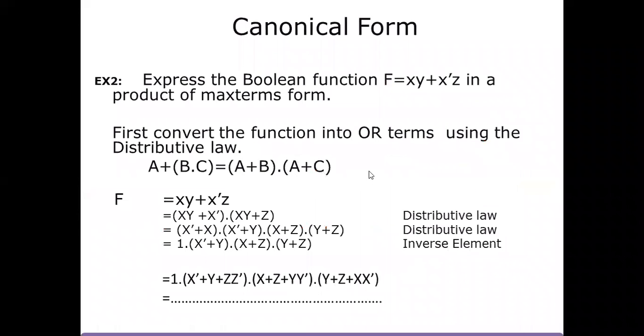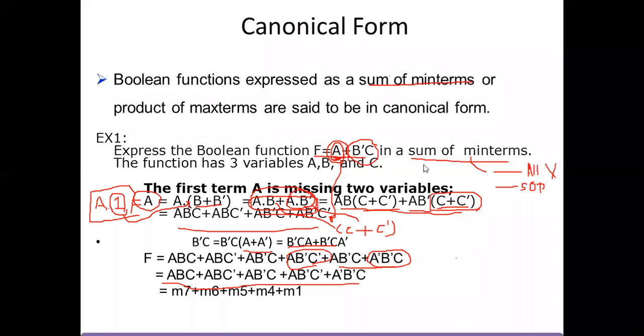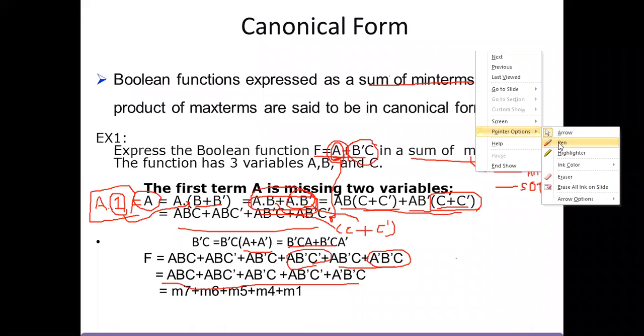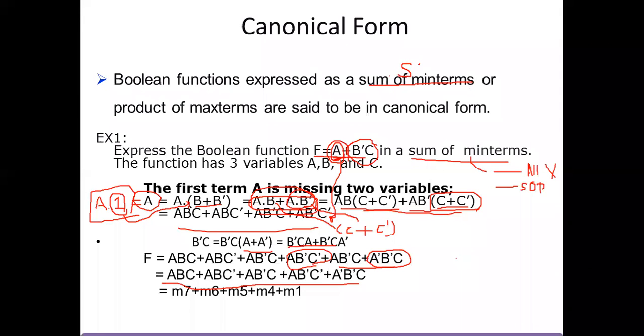So now let's look at how we can represent a function as a sum of product of max terms. So here we use sum of min terms, or SOP form. We call it sum of products.